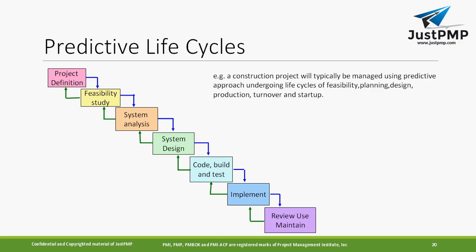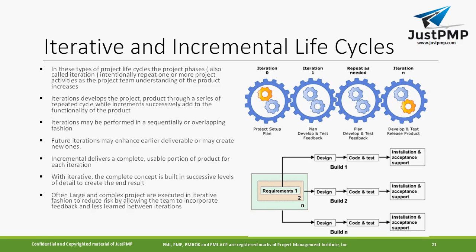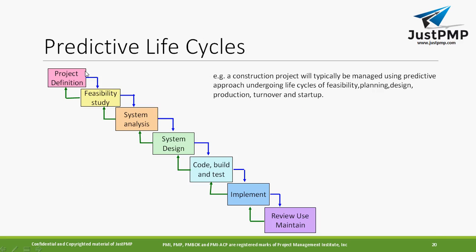Predictive life cycle. By the word itself, it is predictive: you can predict what the next phase will be. You can have a project definition, a feasibility study, a system analysis, a system design, then code, build and test it. The next phases are implement, review, and use and maintenance. So in this life cycle you can predict the next phase. After project definition you enter feasibility, then system analysis, then system design. After design is done, you start building and coding, and then implement and review.